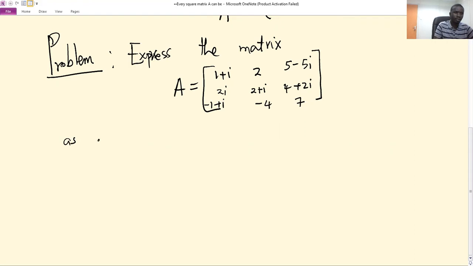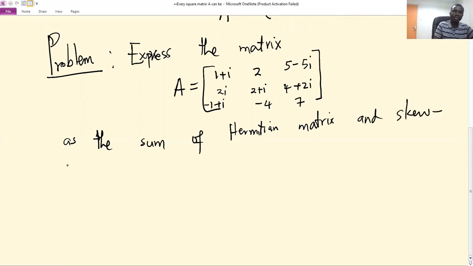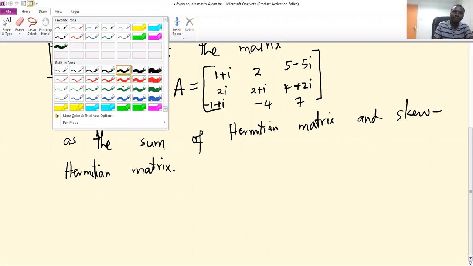as the sum of Hermitian matrix and skew Hermitian matrix. So this is the problem: to express the matrix A as Hermitian and skew Hermitian matrix. So we start by defining A power theta.